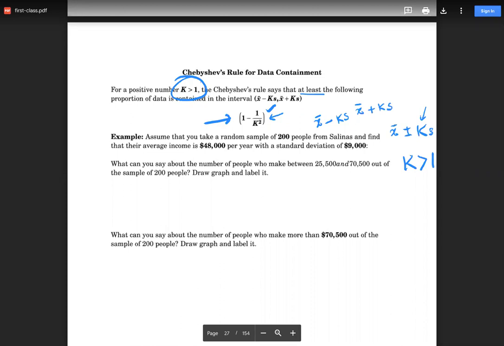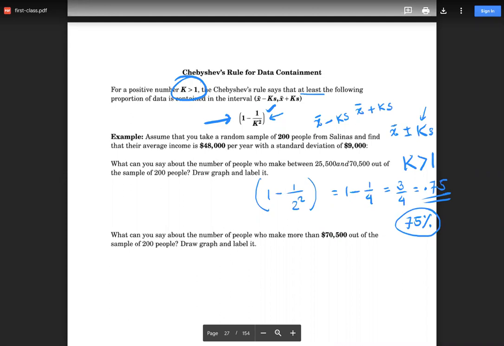So if you move 2 standard deviations, it is going to be 1 minus 1 over 2 squared, right? Which, if you simplify it, is going to be 1 minus 1 quarter, or 1 over 4, which is 3/4, right? Which is the same as 0.75 or 75% of the data, at least. At least 75% of the data is included if you move 2 standard deviations to the right.